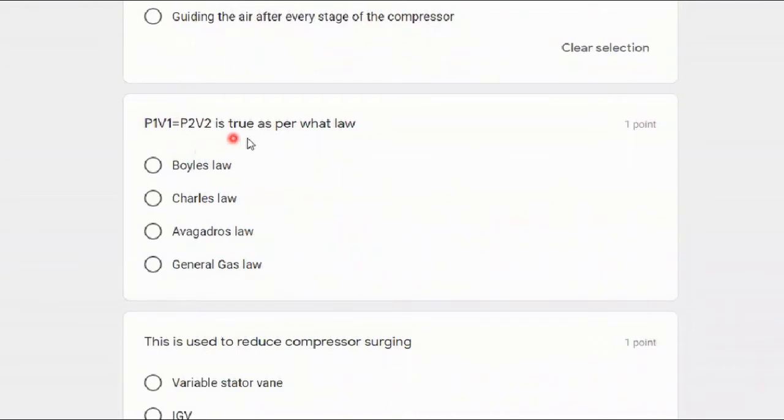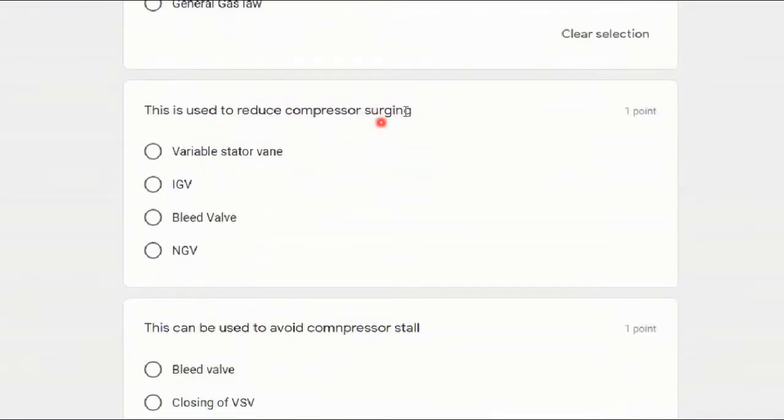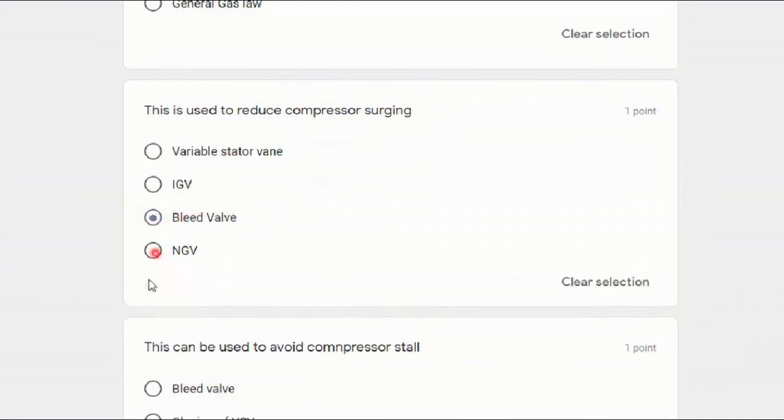P1 V1 is equal to P2 V2. This is something you have studied for a long time. It is Boyle's law, right? This is used to reduce the compressor surging: variable stator wing, IGVs, bleed valve, nozzle guide wing. So here the compressor surging topic has been taught to you. If you don't remember the topic, please see the I button. The options will be given to you. Here the answer should be bleed valve.